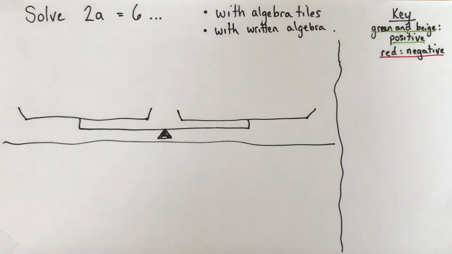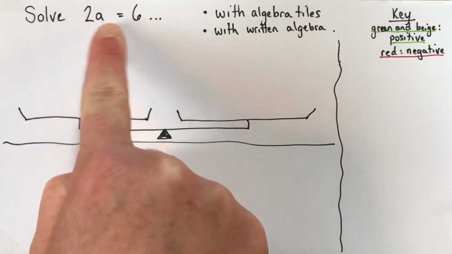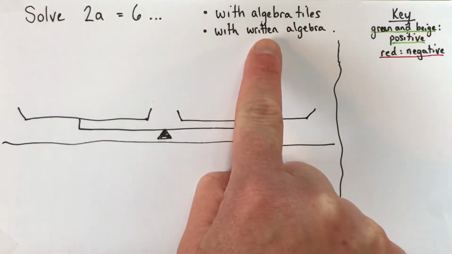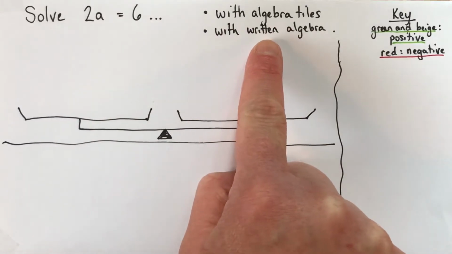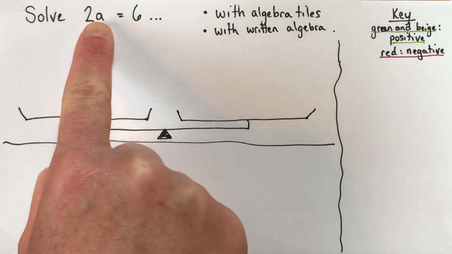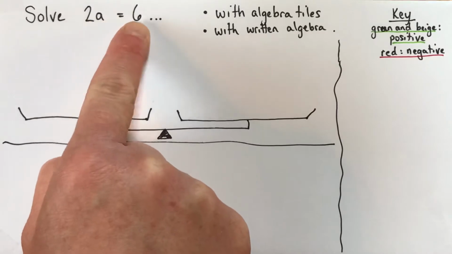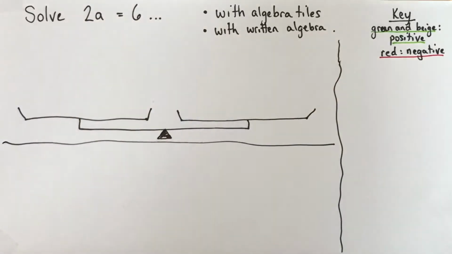Hi, in this video we're going to solve the equation 2a equals 6. And we're going to solve it with algebra tiles and with written algebra. Now I think that many of you probably already know what the solution is. You can think of a value of a that would make 2 times a equal to 6. So my goal in the video is not so much to help you find the answer, but to show you how to represent it different ways.